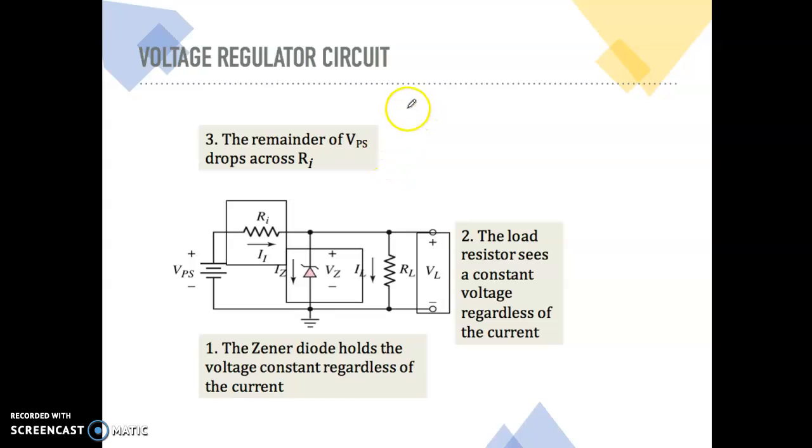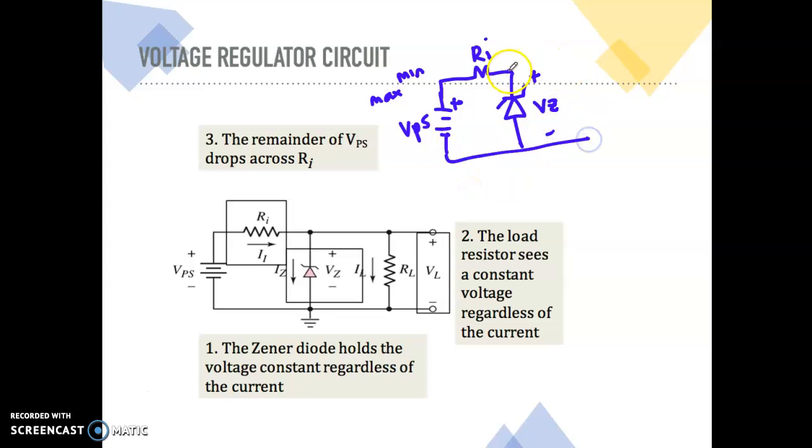Okay, so let's see what the voltage regulator circuit looks like. First, your input here from your VPS is variable, so it can be maximum or it can be minimum. Then it is connected in series to a Ri. Then you have the Zener diode here, where, since it is plus and here is plus, it will operate at the reverse bias condition. Your Zener diode is parallel to your load, and here is where you measure your load voltage.